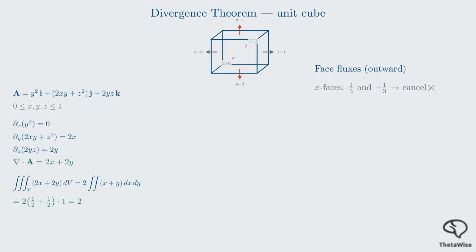they cancel. For the y faces, the face at y equal to 1 contributes the integral of 2x plus z squared, while the opposite face contributes the corresponding negative expression. The notes record the pair as 4/3 and -1/3 after their face parametrization. The z face contributions are 1 and 0. Adding the listed face values gives 1/3 minus 1/3 plus 4/3 minus 1/3 plus 1 plus 0, which equals 2. Thus, the surface flux agrees with the volume integral, verifying the theorem.